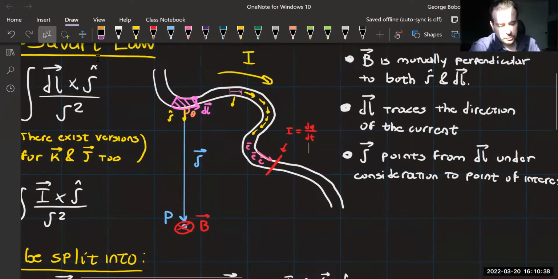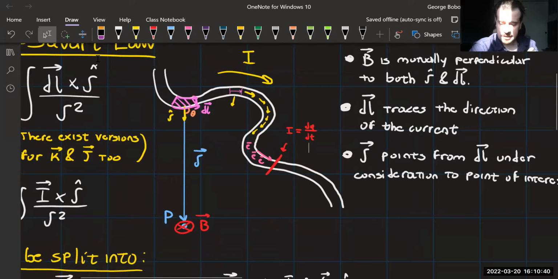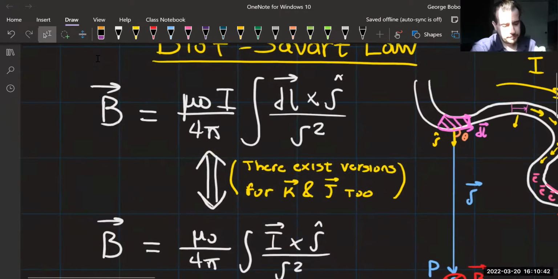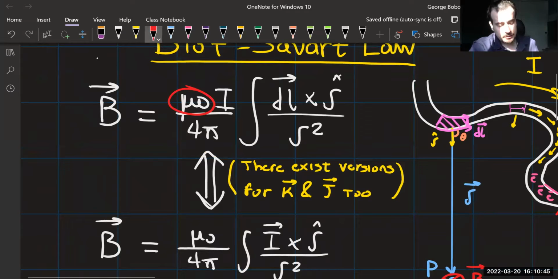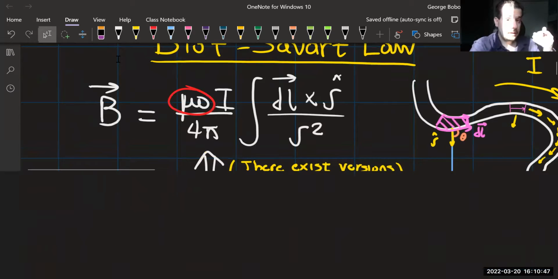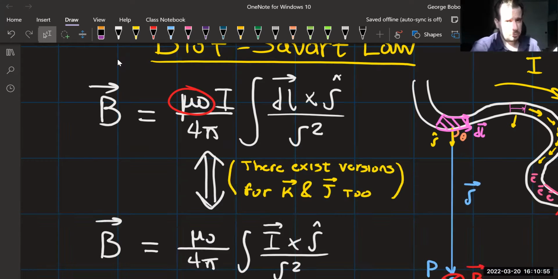Okay, so we got the wire in. Let's explain what the law says here. What is this guy? This guy's a constant called the permeability, okay? Not permittivity. Permittivity is the epsilon naught. So it's the permeability. What are the units again? Or rather, the value in SI units?